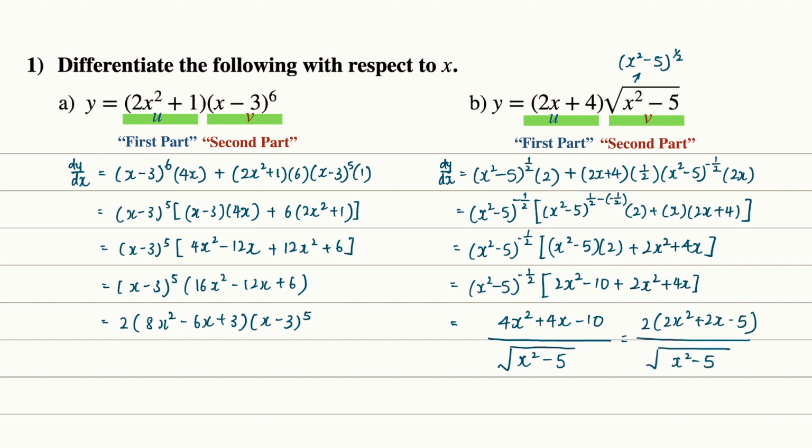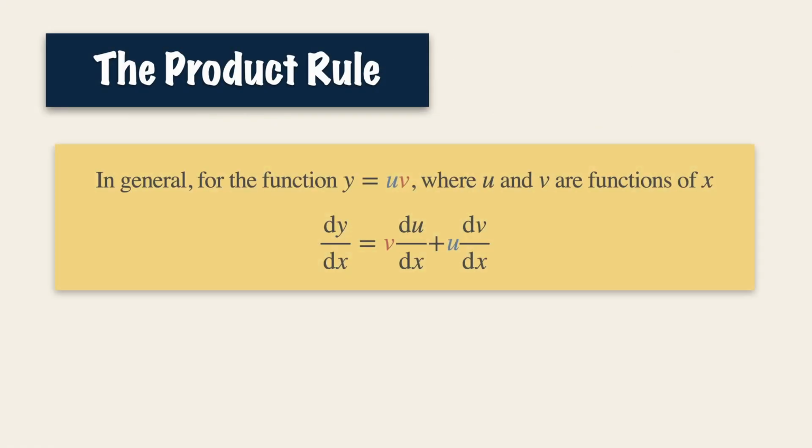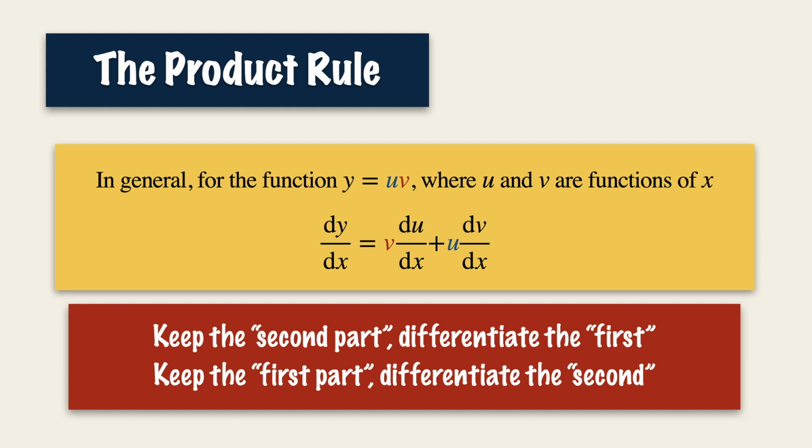Now in summary, this is the general formula for the product rule. If you have gone through the exercises above, you don't really need to memorize it, but just remember the flow that we have been using. Identify the two parts, keep the second part, differentiate the first, keep the first, differentiate the second part. Connect them using a plus sign because product rule starts with a letter P.